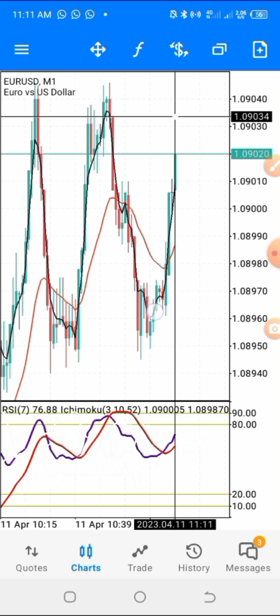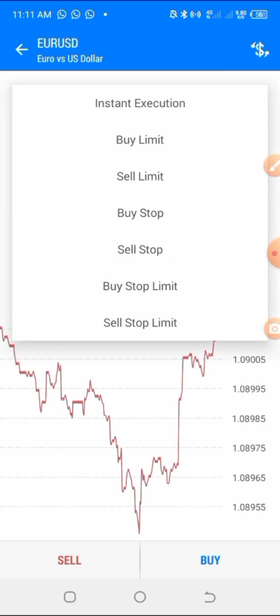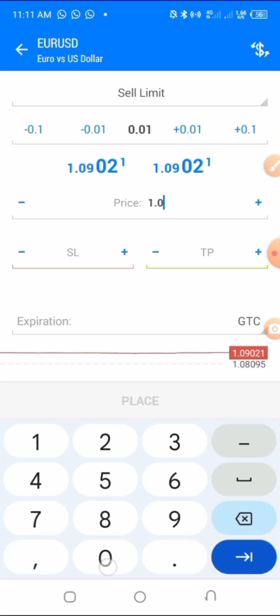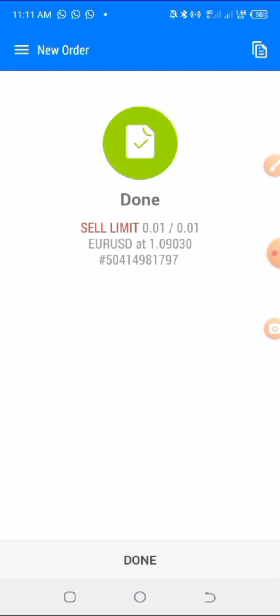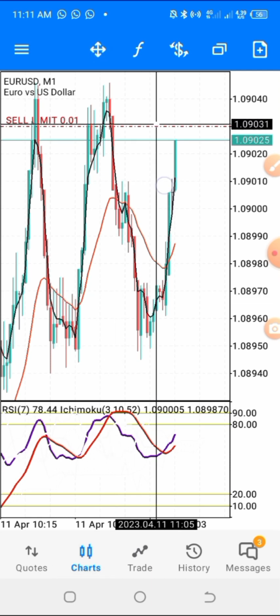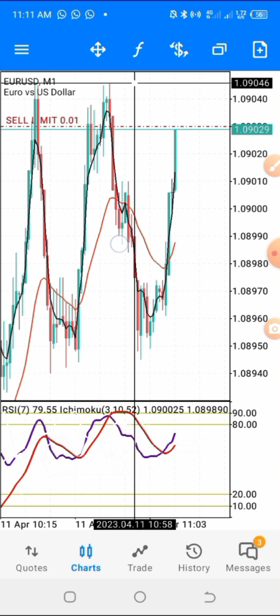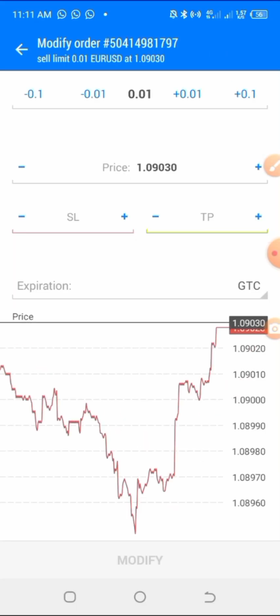So for example, I'm going to place it at 90.30. Sell limit at 90.30, place. Let's see. And you can place your stop loss above, for example, here above this high, at 90.46. You modify.